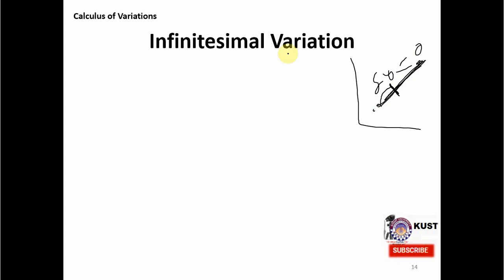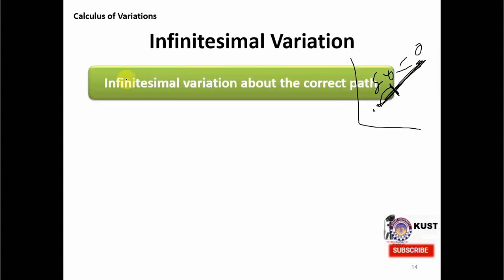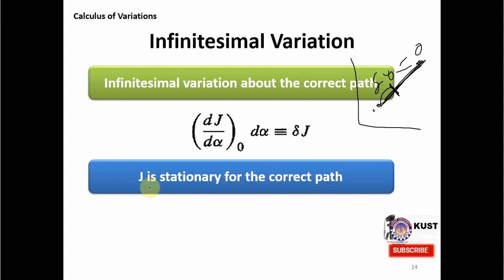So let us make this variation infinitesimal, and we say that the infinitesimal variation about the correct path is this one, the delta j. This was the integral j, and the derivative of j with respect to alpha, times d alpha, is now the infinitesimal change in the integral by definition, and j will be stationary for the correct path. By stationary we mean that this delta j will be equal to 0. Whenever j is stationary, which means delta j is equal to 0, we will get the correct path.